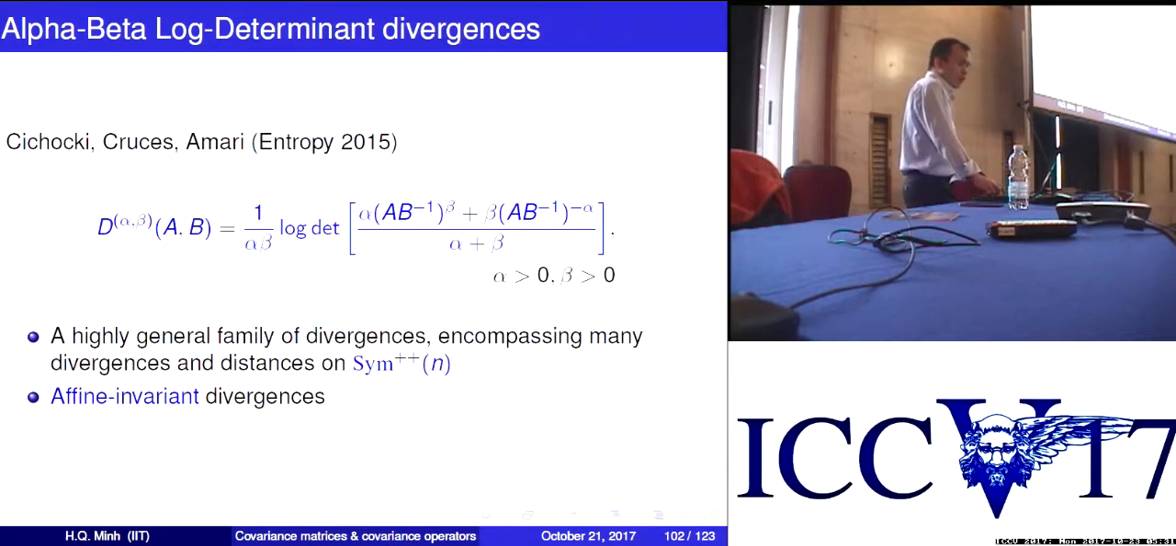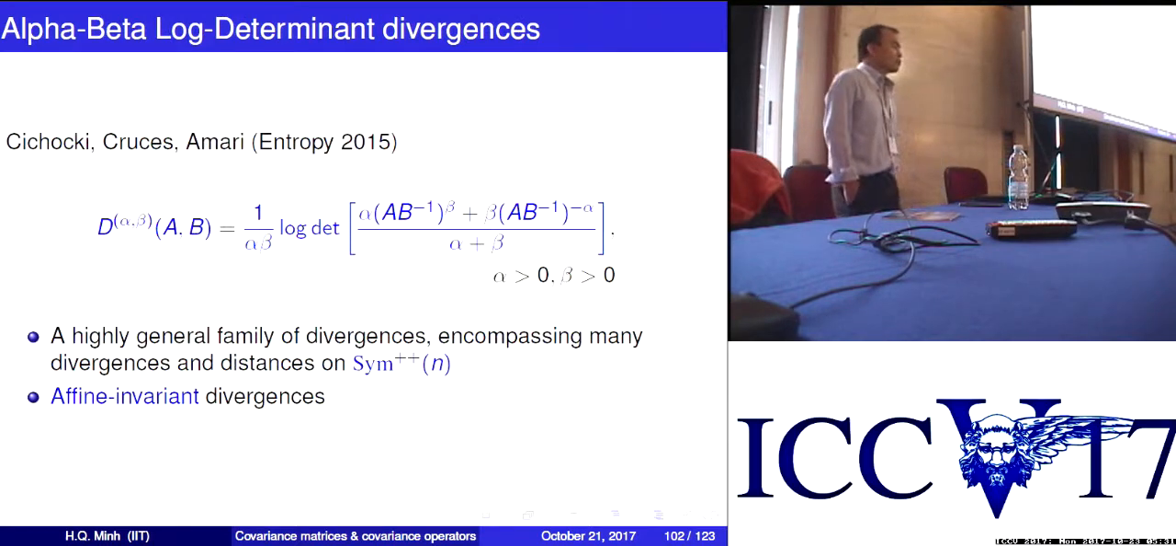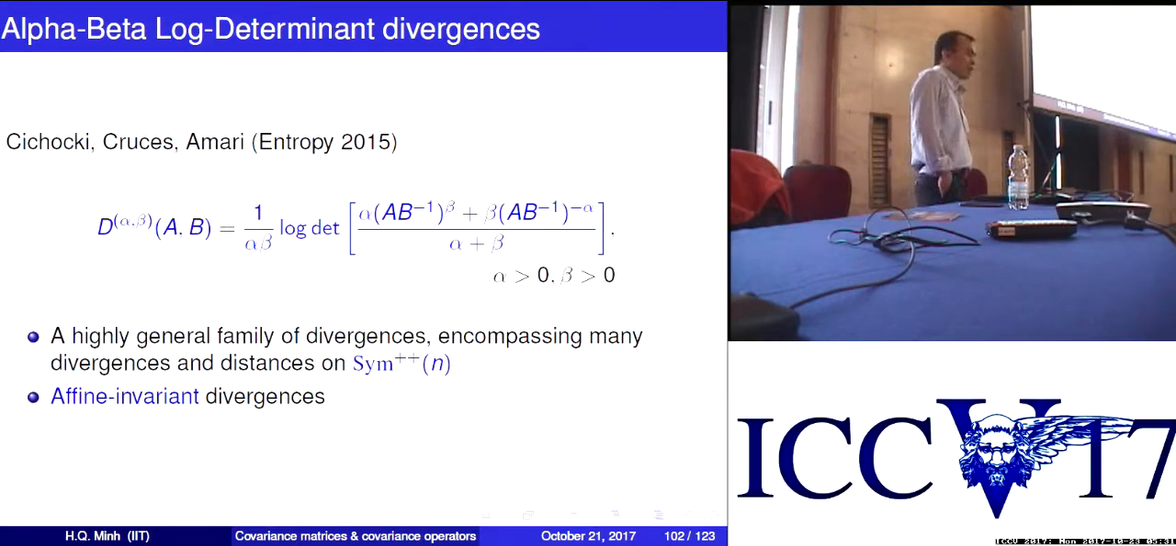So this alpha log det divergence is a special case of a very general family of divergences, which is defined by this formula here, D^{alpha,beta}(A,B), one over alpha beta, log det of alpha (AB inverse) to the power of beta plus beta (AB inverse) to the power of negative alpha over alpha plus beta, where alpha and beta are both greater than 0, or they can both be less than 0 as well. It's a very general family of divergences because they are affine invariant, and it encompasses many different divergences and distances on the space of SPD matrices.